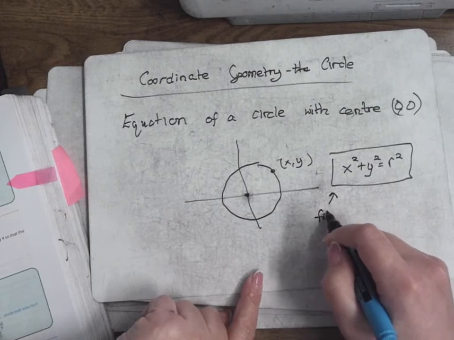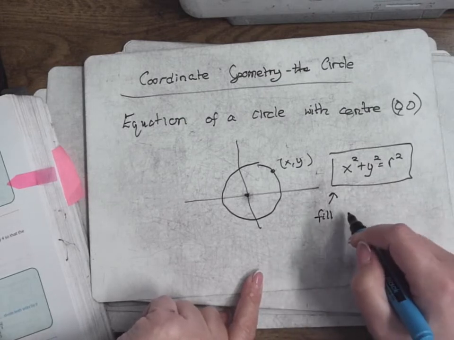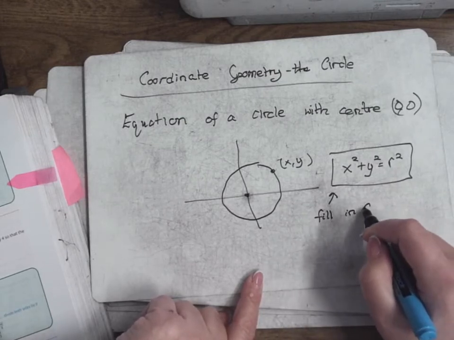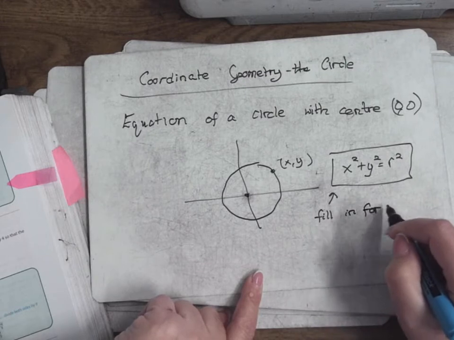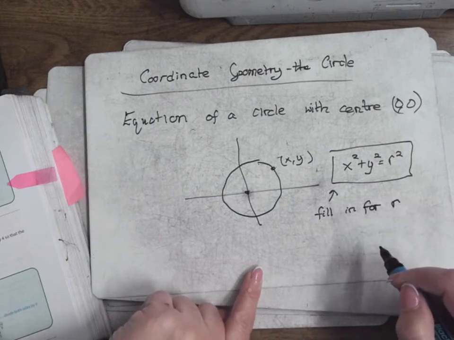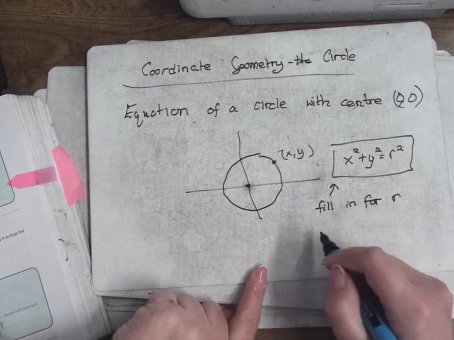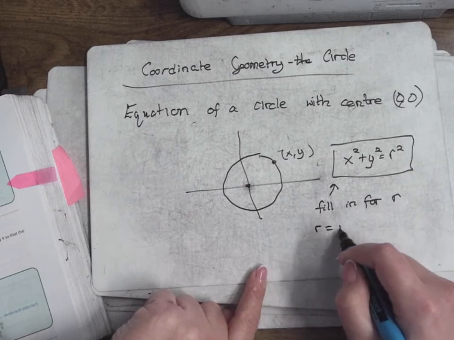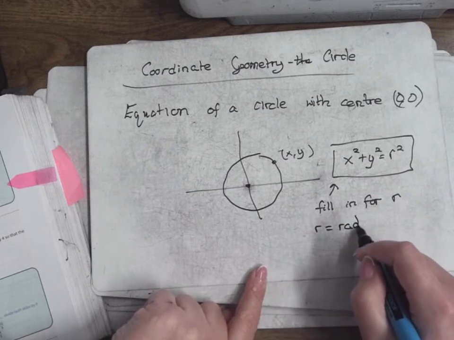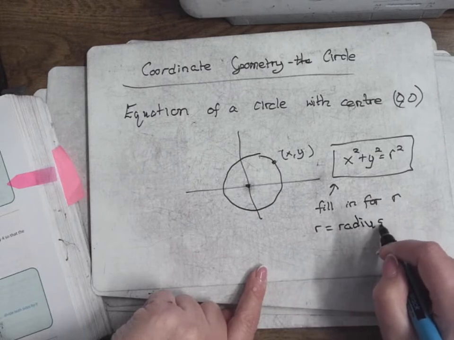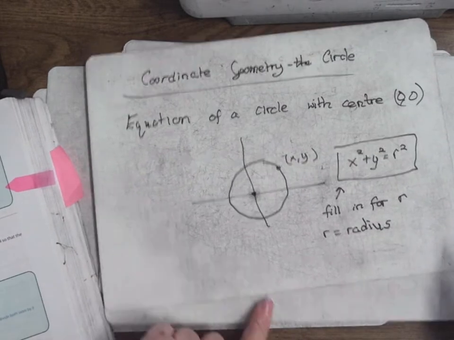Okay, so the only thing you need to fill in for is r. What do you think r stands for in a circle? Yeah, so you fill in for r, so you never fill in for x, you never fill in for y, you fill in for r, and r is the radius.